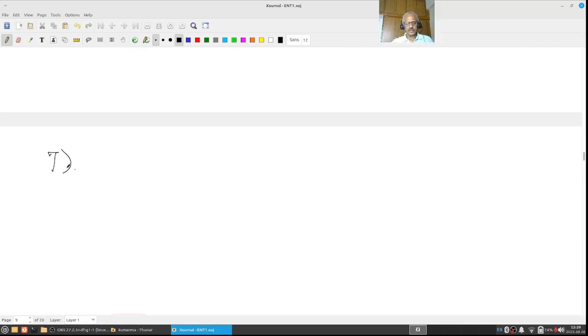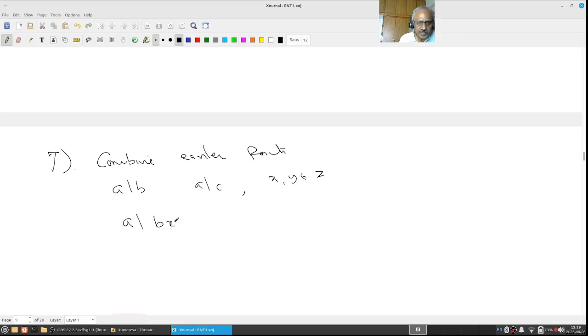So seventh. Now I want to combine the earlier results. Suppose a divides b and a divides c, x and y are integers, then I know a divides bx, and similarly a divides cy, and hence I know a divides bx plus cy. Do you understand this? Another proof is over, but you should learn how to write the proof. I am going to show that.